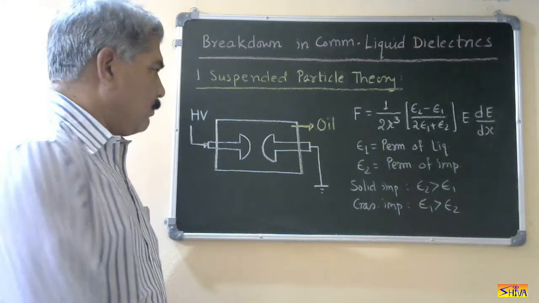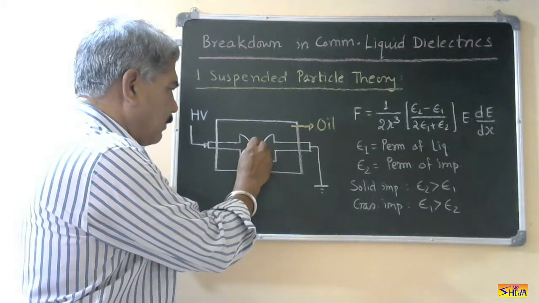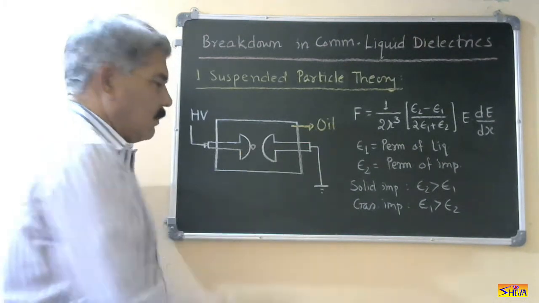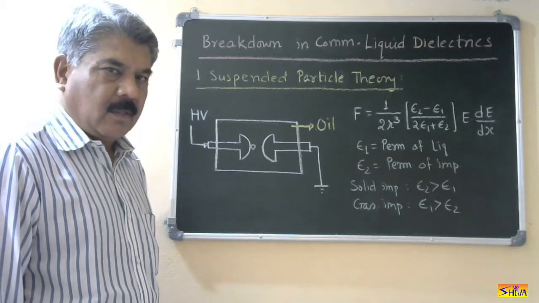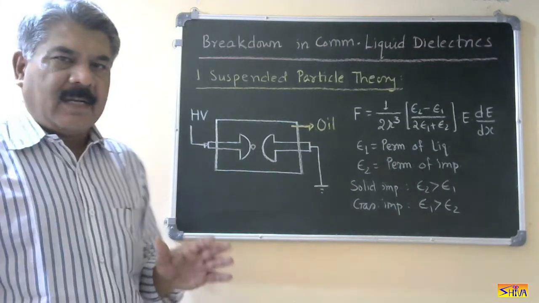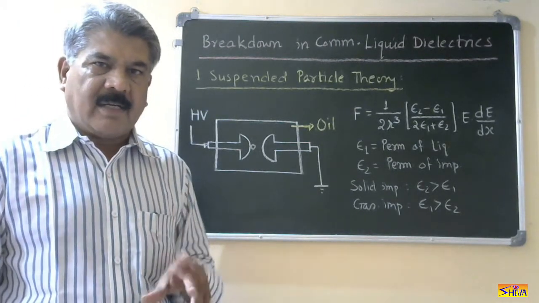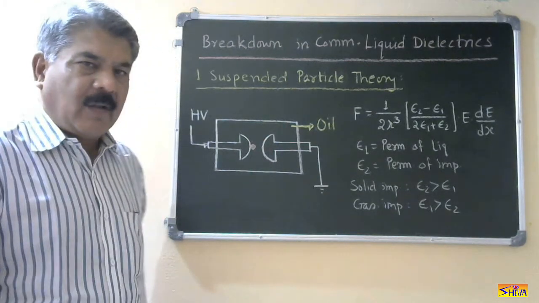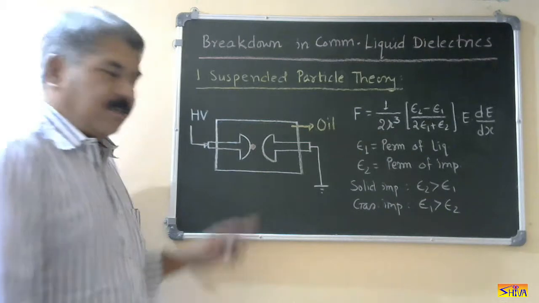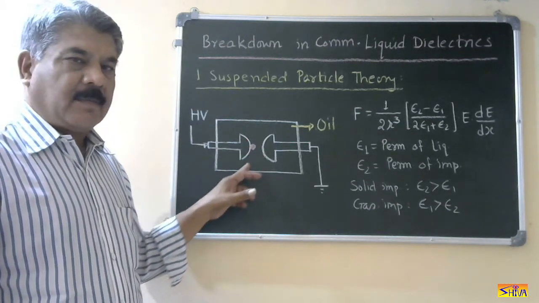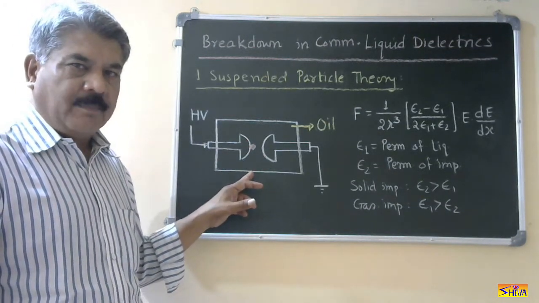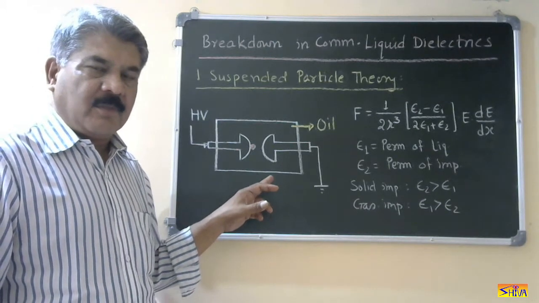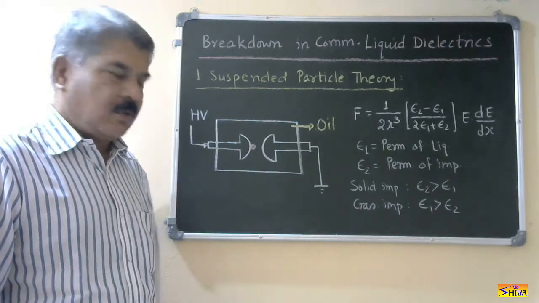So this solid impurity particle will come in contact with this electrode. Now first assume that there is a single particle. So now it is like this. What will happen? Initially, this is a perfectly hemispherical electrode. Therefore, the electric field distribution was uniform.